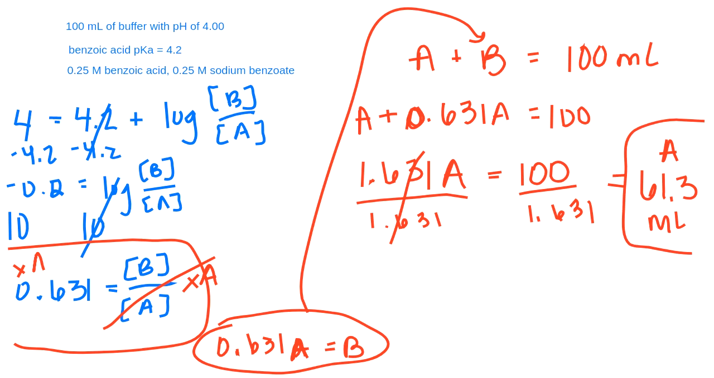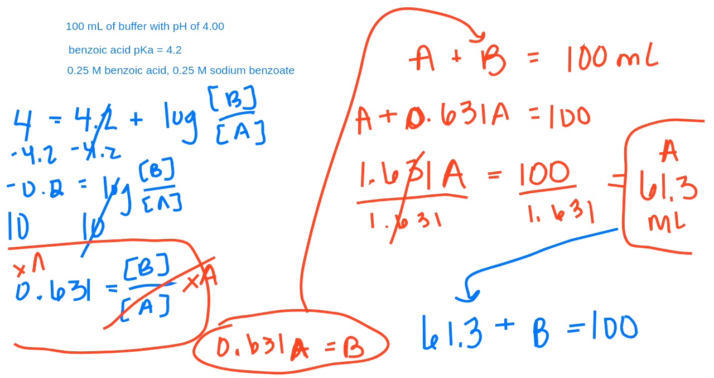So this tells us that in order to make our buffer, we need 61.3 milliliters of the acid, which is the benzoic acid. So then to find B, we can just plug that back into one of our equations. So we can plug that in and say 61.3 plus B equals 100. So 100 minus the 61.3, we need 38.7 milliliters of the sodium benzoate. And that's how you determine how to make your buffer.